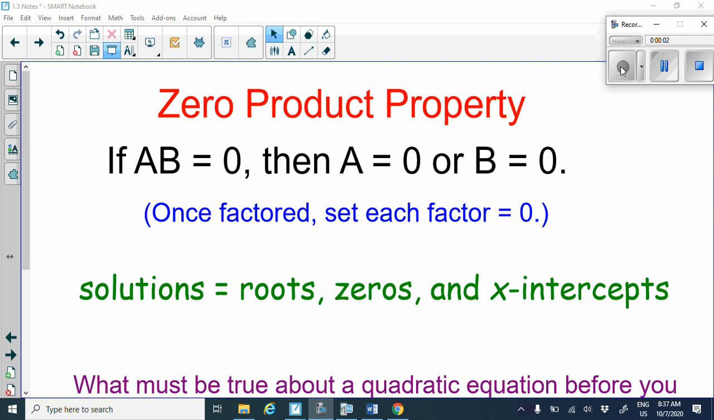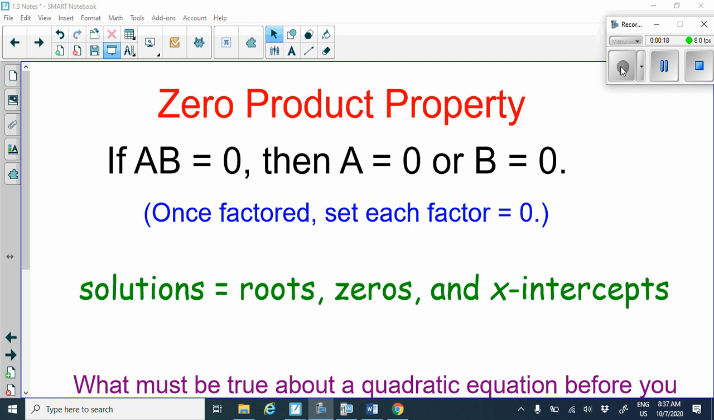So here is part 2 of the 1.3 note. We are now going to solve quadratic equations by factoring. So let's talk about the zero product property. This says if AB, so A times B equals 0, then A equals 0 or B equals 0.